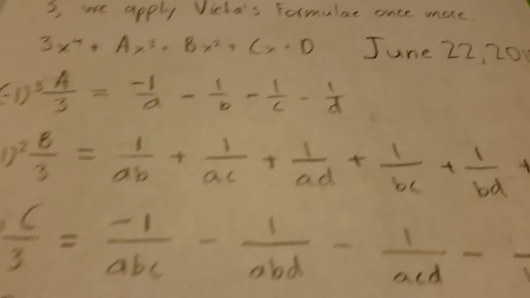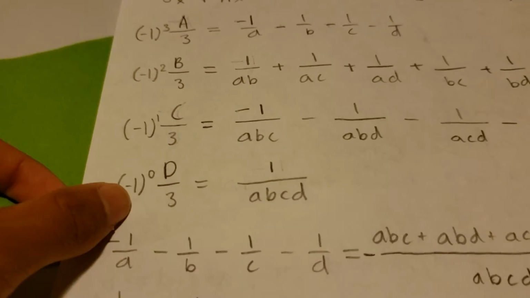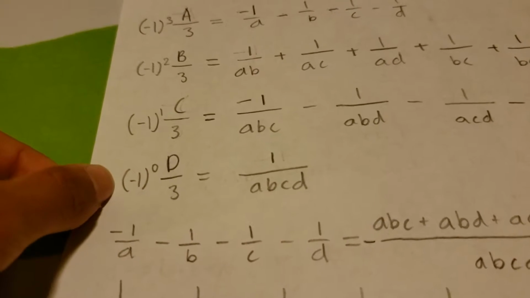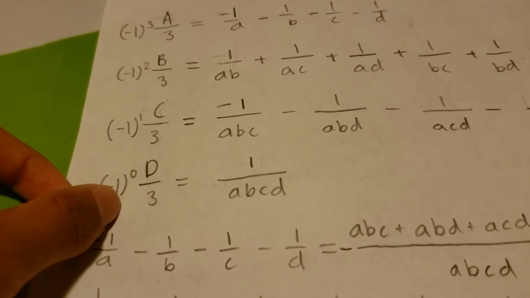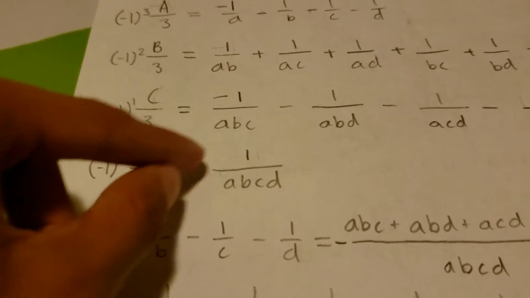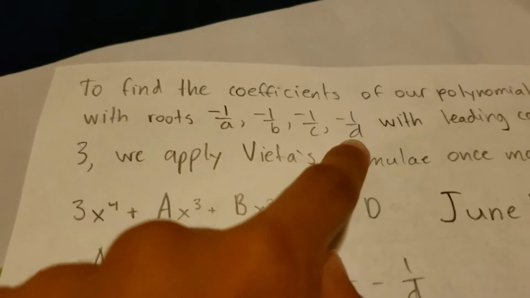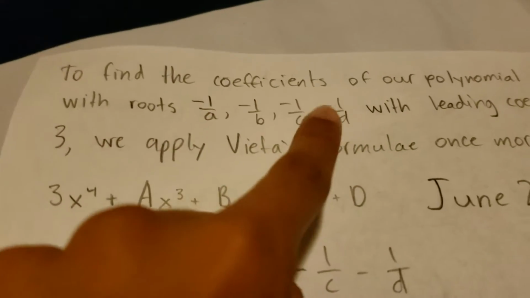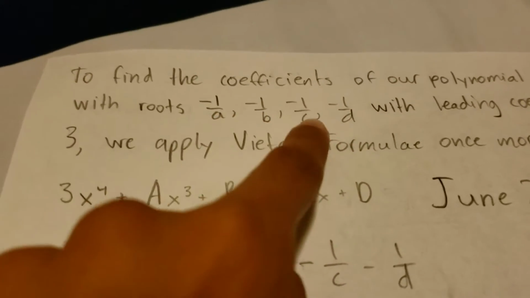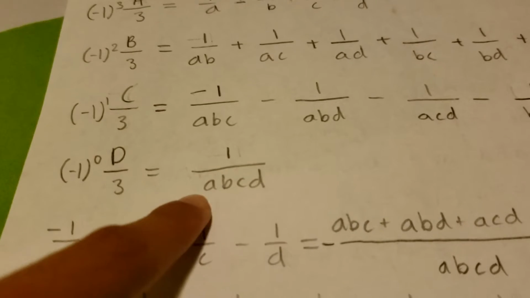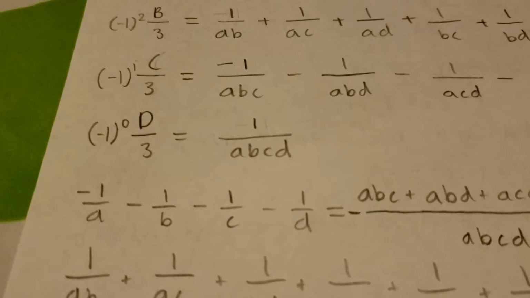And finally, for our constant term, applying Vieta's formula once more, we just have negative 1 to the 0th power, which is just 1, times D over 3 is equal to 1 over abcd, because we multiply all of these roots. Because we have an even number of negatives, when we multiply, all the negatives cancel out, and it becomes a positive term on the right-hand side.